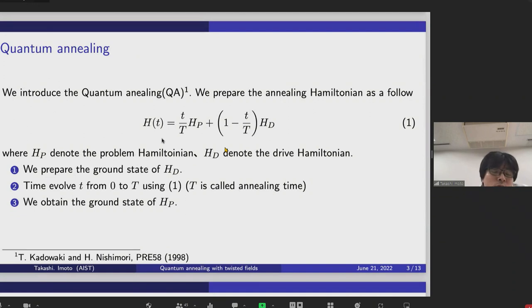Okay, so we introduce quantum annealing. We prepare the annealing Hamiltonian as follows, equation number one, where HP denotes the programming Hamiltonian and HD denotes the driver Hamiltonian. Step one, we prepare the ground state of HD. Next step, time evolve for small t from zero to large T using this annealing Hamiltonian, and large T is called the annealing time. And last step, we obtain the ground state of HP. So this is quantum annealing.